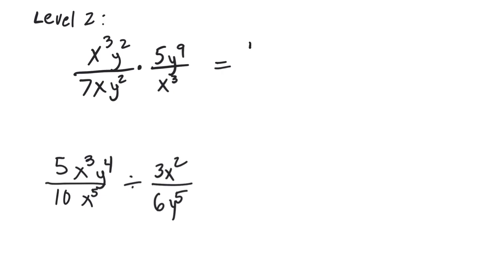So the only coefficient I have is 5, so I'll just leave that as a 5. Then I have x to the third, doesn't have anything to combine with till it says x to the third.